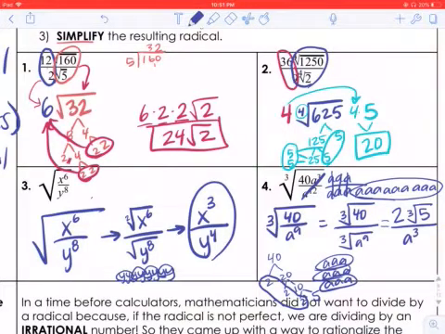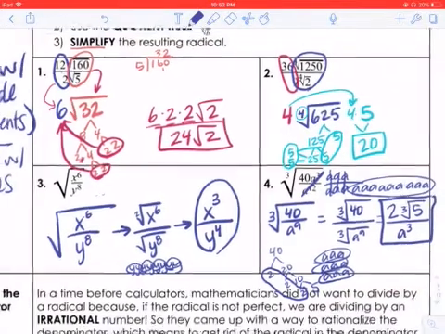So I have A to the third power. There's nothing I can simplify, so I have this as my answer here. So we do outsides with outsides, insides with insides, and then simplify from there. All right.